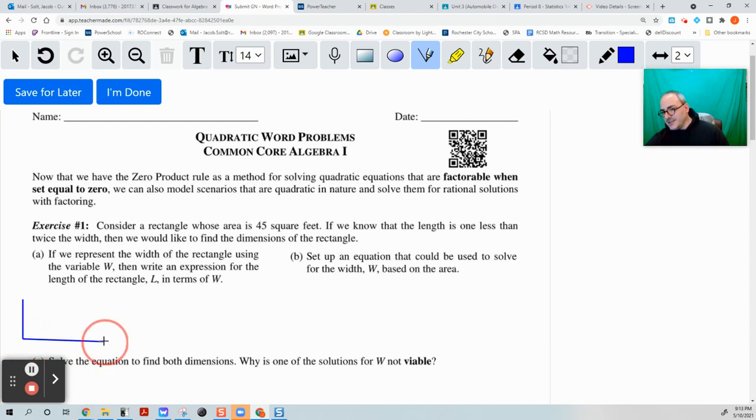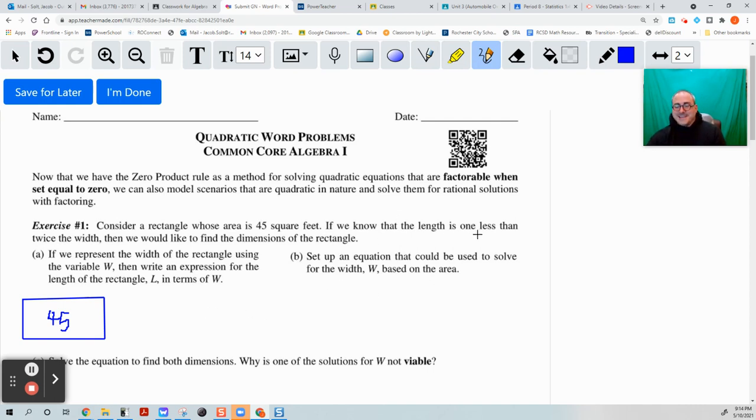So I'm going to consider a rectangle whose area is 45 feet, and I'm going to do so just by drawing a hypothetical rectangle, and the area is 45. So I'm going to draw a 45 right inside here. I know the area of the whole rectangle is 45 square feet, even though I don't know the length or the width yet. If we know the length is one less than twice the width, then we would like to find the dimensions of the rectangle.